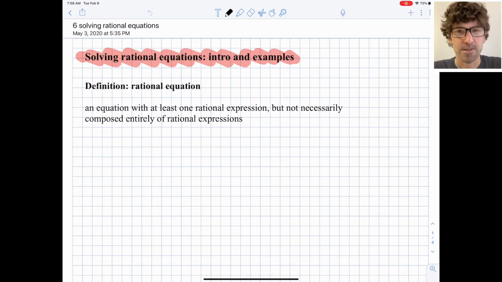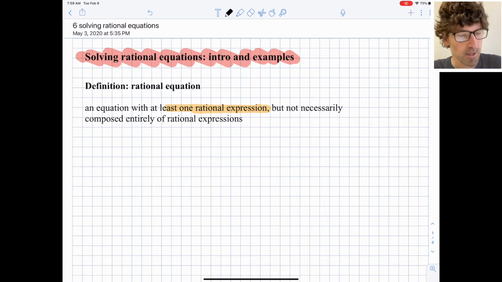All right, this is a video on solving rational equations, and we'll start off with an introduction and then do a few solved examples. So the definition of a rational equation is an equation with at least one rational expression as part of it, but not necessarily composed entirely of rational expressions.